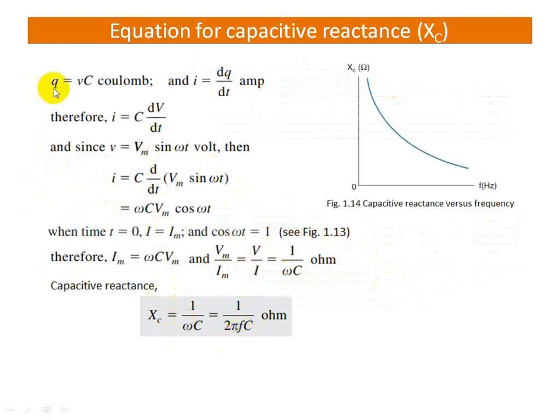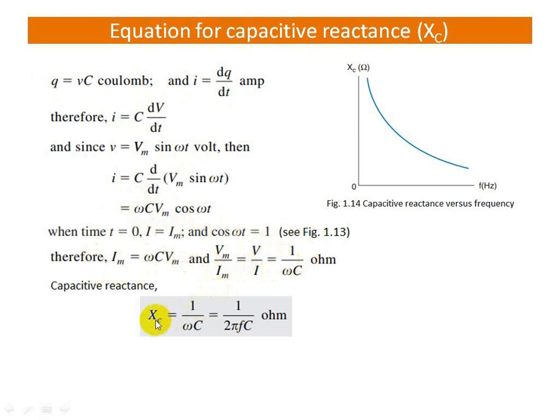We can write the charge as Q equal to C into V. Differentiating with respect to t, we get dq by dt equal to C into dv by dt, since C is constant. And dq by dt is the current, so I is equal to C into dv by dt. V is Vm sin omega t. Differentiating with respect to t, we get omega C Vm cos omega t. At omega t equal to 0, this value becomes maximum, so Im is omega C Vm. Taking the ratio Vm by Im, which equals V by I, this is in turn equal to 1 by omega C.